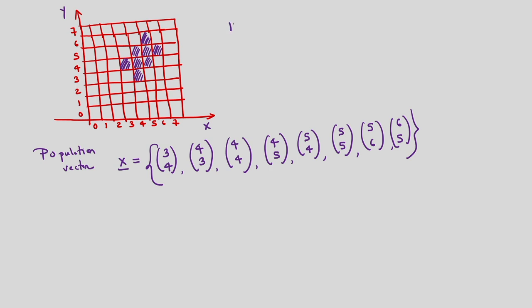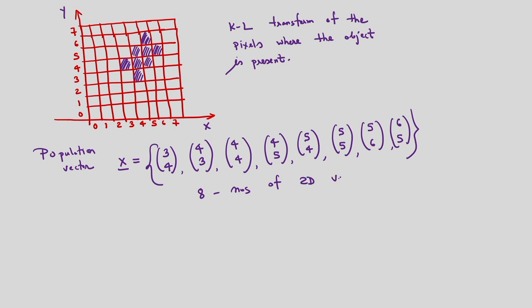What do I want to determine? I want to determine the KL transform of the pixels where the object is present. You can see the object I am considering, and at the positions 3, 4, 4, 3, 4, 4, 4, 5, 5, 4, 5, 5, 5, 6, 6, 5 the object is present. So these are 8 two-dimensional vectors. From this population vector, I can easily determine the mean vector, which will be something like 4.5 and 4.5.